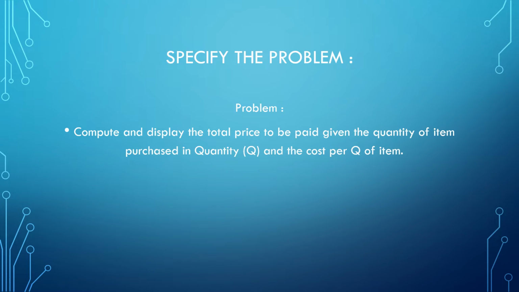Firstly, we need to specify the problem. Compute and display the total price to be paid given the quantity of item purchased in quantity and the cost per quantity of item.